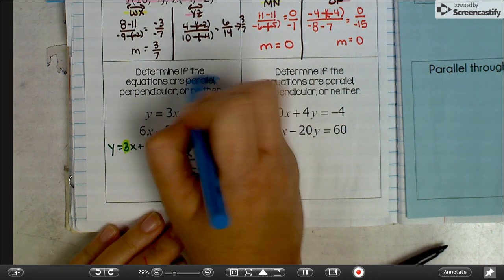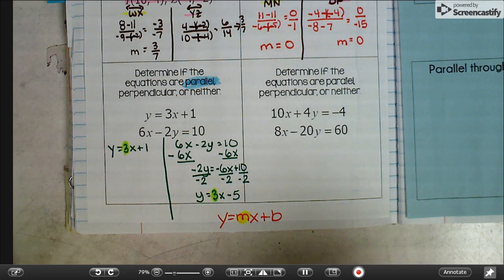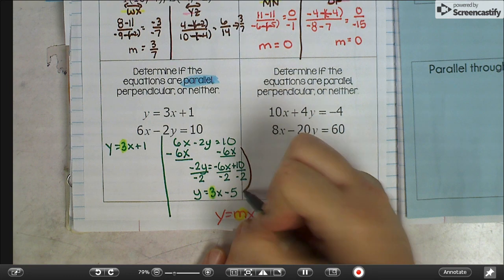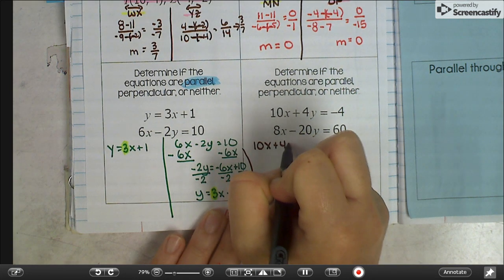I don't know why I have so many parallel examples, but hopefully this next one turns out perpendicular. Or neither. That would be fine too. All right, so I'm going to write these equations. Neither one is already in the right form.